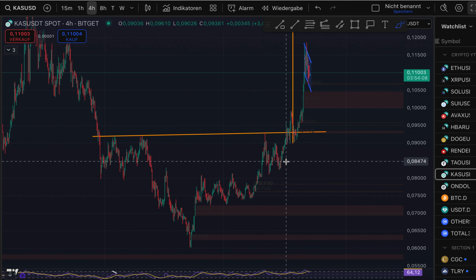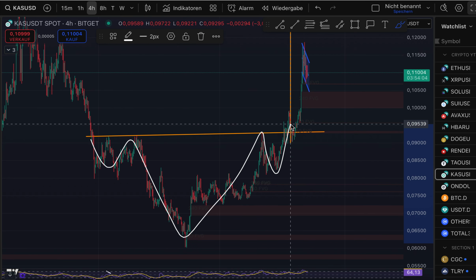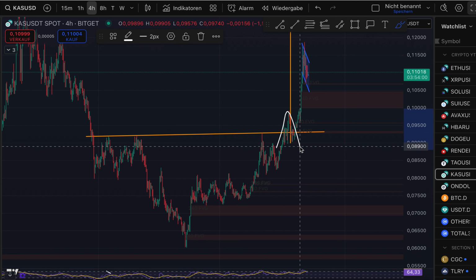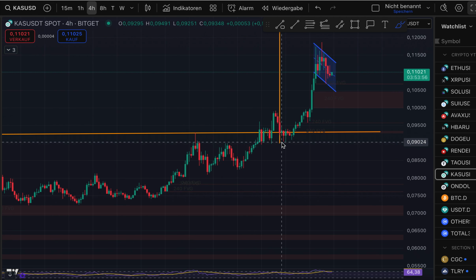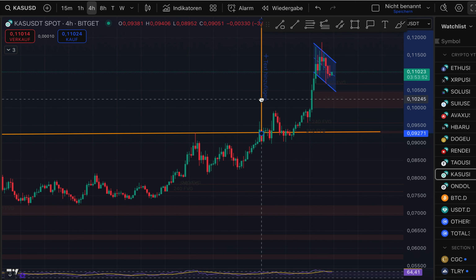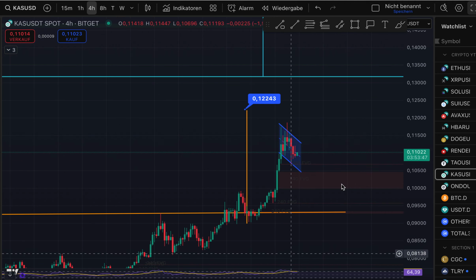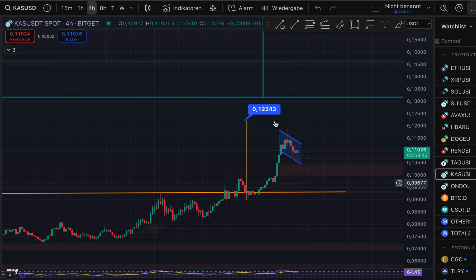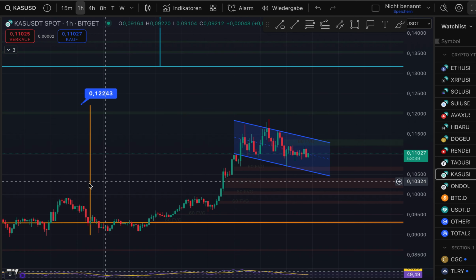So what about Kaspa? Kaspa was in an inverted head and shoulders formation, which broke to the upside, got its retest. The retest just went a bit lower. So that's why we don't take the length of the head right here at the breakout point, we take it to the retest point. Target 12.2 cents.